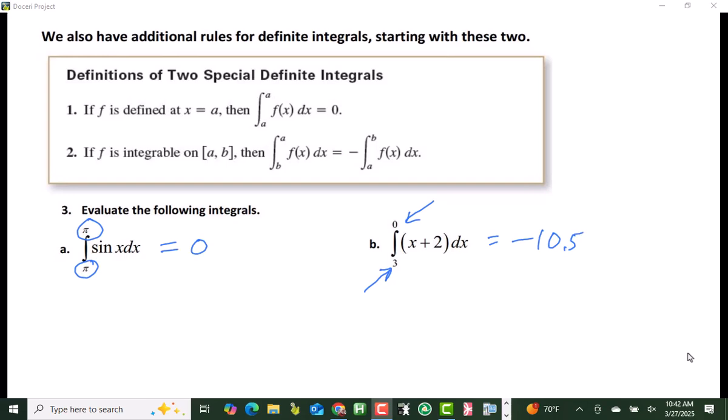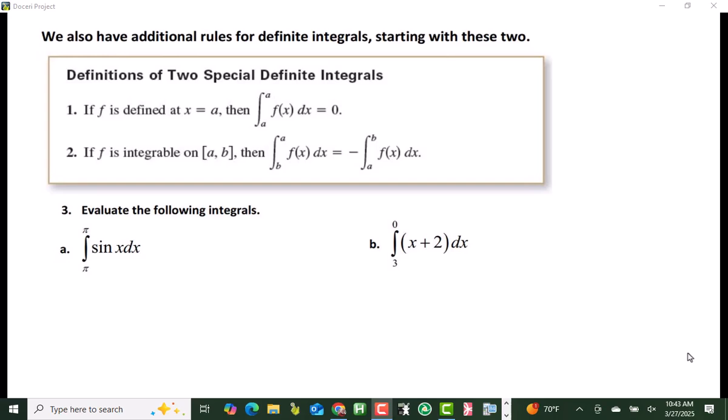So always watch out. What are the endpoints of your interval? Well, just picture your interval in your head. It's going from A to B. A is smaller than B on the x-axis. What if you started out there at the B end and worked your way back? It's going to be a negative area because you're subtracting delta x's as you go.